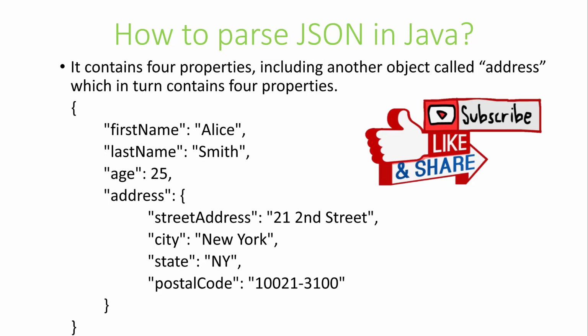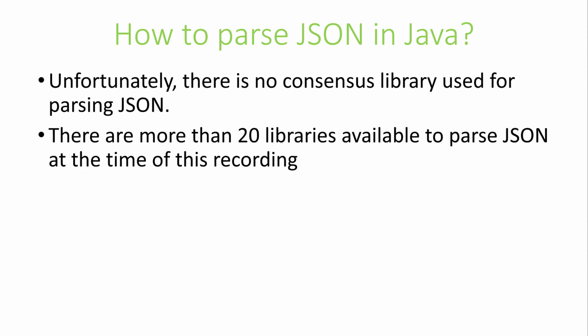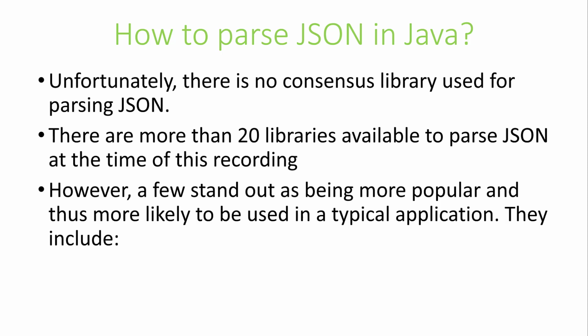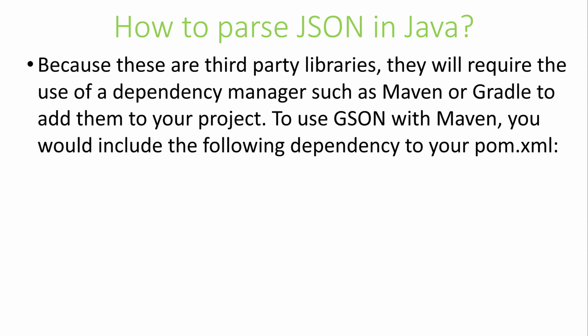When it comes to parsing a JSON object, there's no consensus library to use in Java. As of the creation of this video, there are more than 20 third-party libraries available for parsing JSON. However, there are a few that are more widely used. They include JSON from Google, JSON from json.org, and Jackson DataBind. Because these are third-party libraries, they will require the use of a dependency manager, such as Maven or Gradle, to add them to your project.